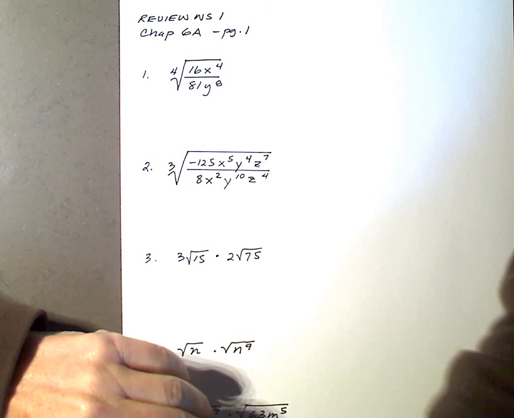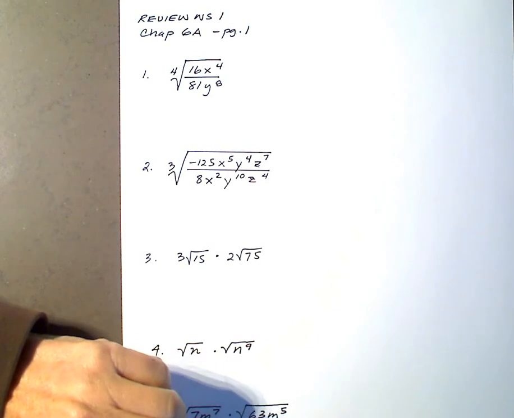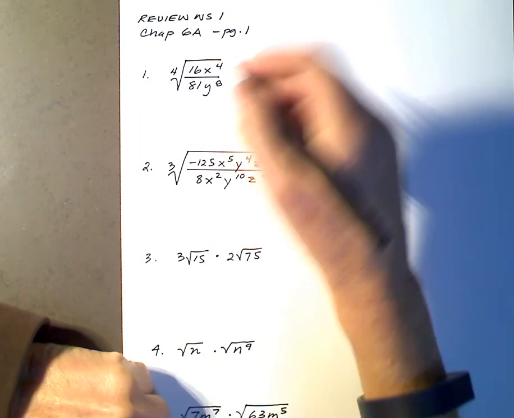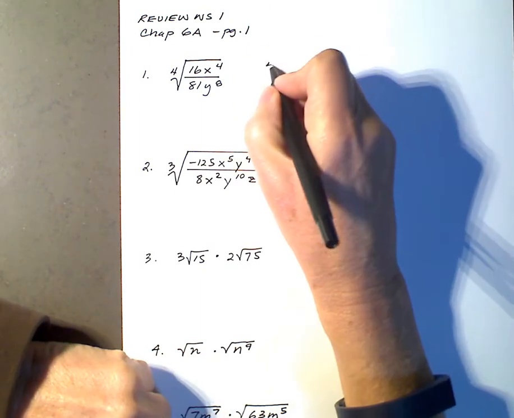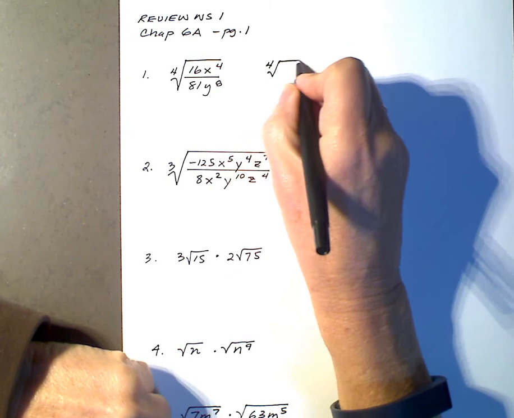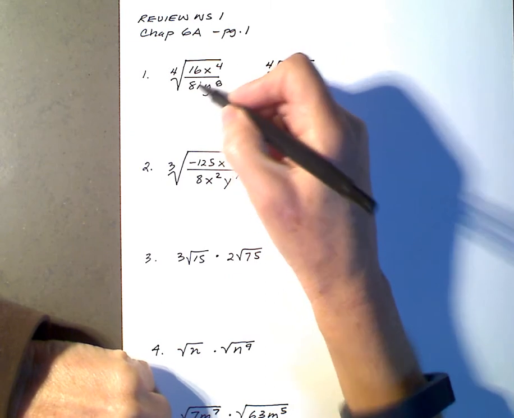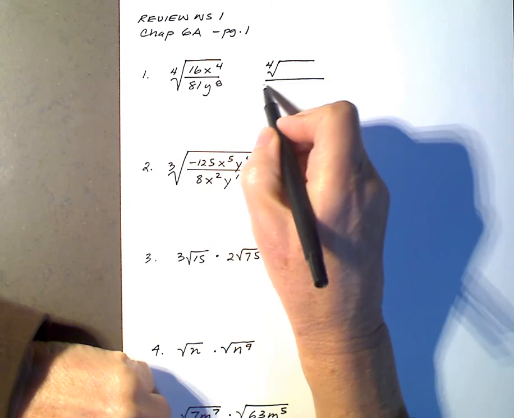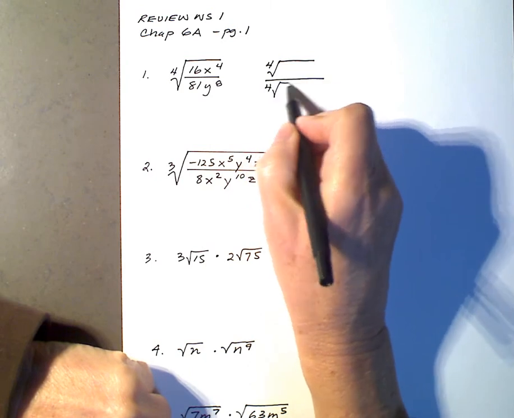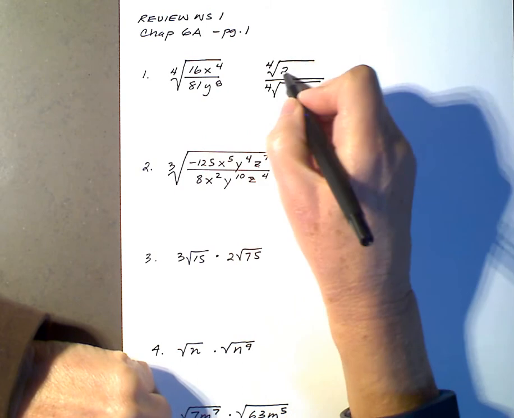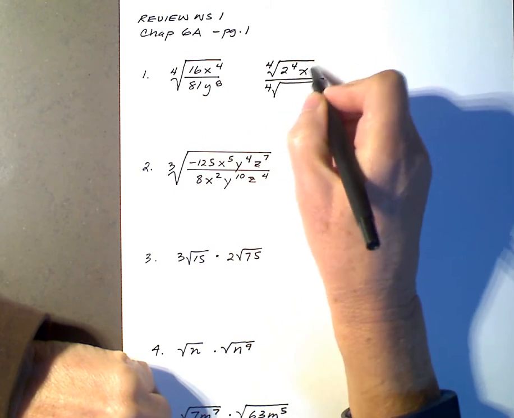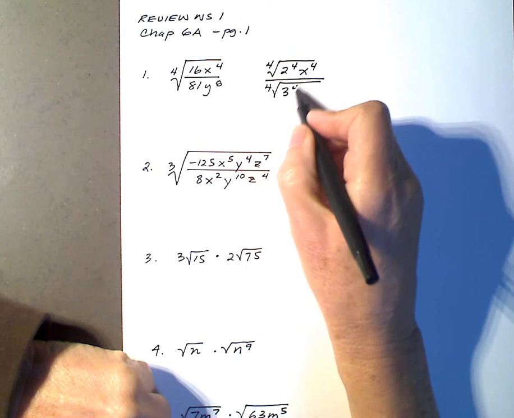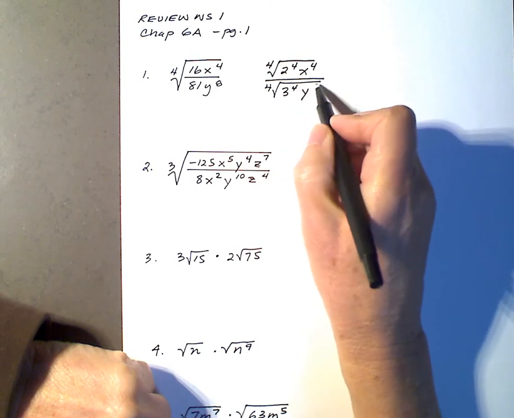Alright, this is page 1 of Chapter 6A Review Worksheet 1. And looking at number 1 here, I can break this out. You know, I can put quotients together or break them apart. I'm going to break this out into the fourth root of, I know that 16, that's 2 to the fourth and an x to the fourth. And 81 happens to be 3 to the fourth. And then I've got y to the 8th.